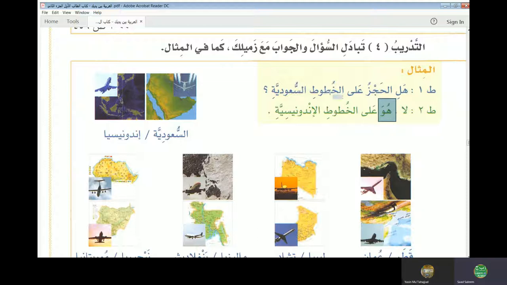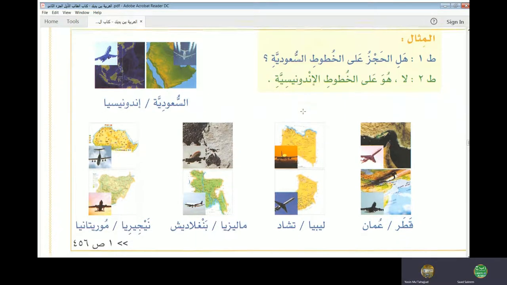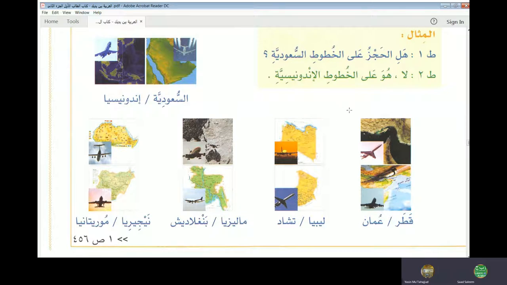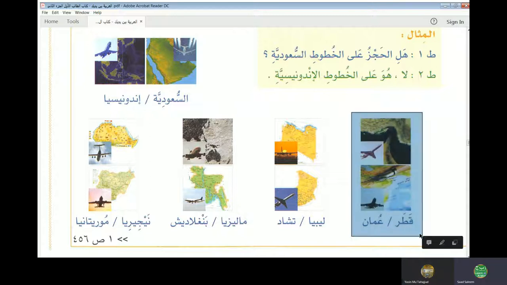Then al-khutut is a feminine word. It is a non-intelligent plural kind of word. So that's why we are using the feminine form of Saudiya. Similarly, al-khutut is a feminine word, so that's why we are using the feminine Indonesiya, a nisba word. Okay? Okay. Now I will ask you. Hal al-hajzu ala al-khutut al-qatariya?